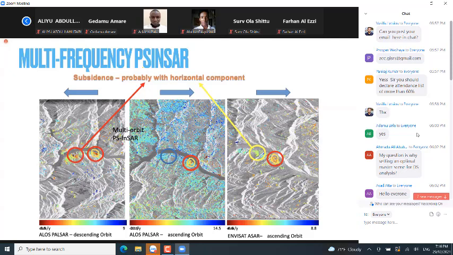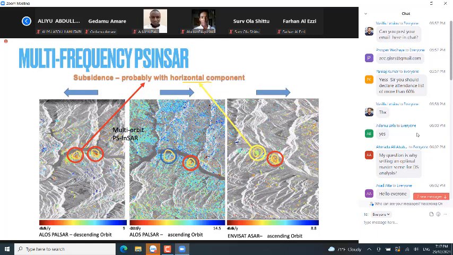And now we have that side here. We don't really see it in the ascending ALOS PALSAR data, but we see it in the ascending Envisat data. We see something here, there is some motion. So there is most probably a subsidence, but also probably with some horizontal component. So by just very simple visual analysis, we don't really merge these results, we just visually analyze them. We already can get quite good information.